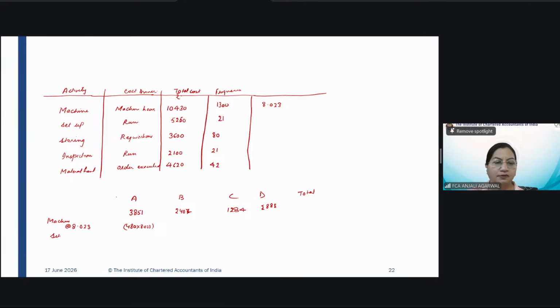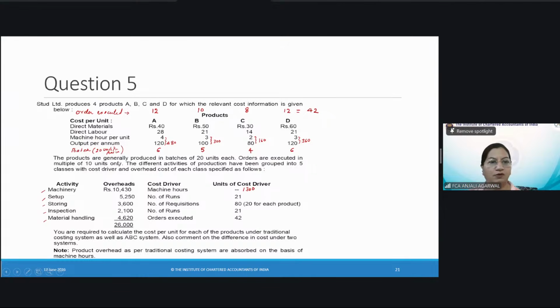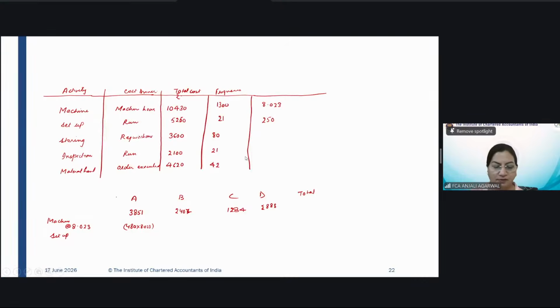Then setup at the rate of 5250 divided by 21. It's at the rate of 250 per run. How many times is the setup done? For ABCD batches 6, 5, 4, 6. So 250 into 6, 5, 4, 6.